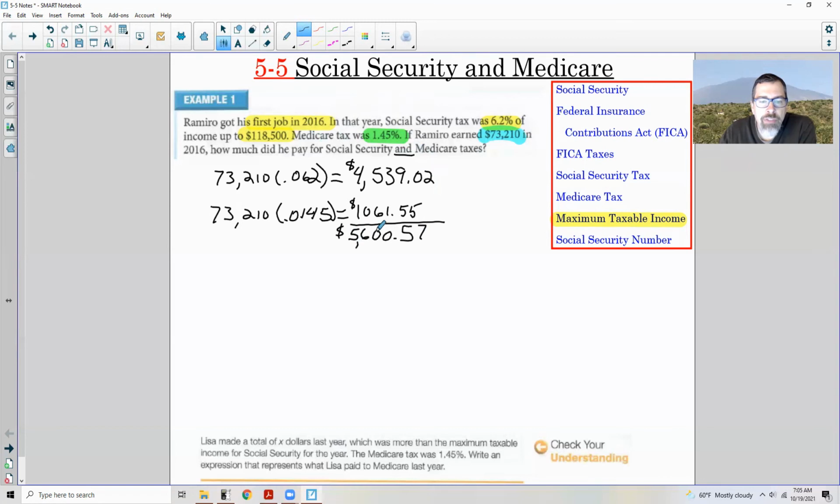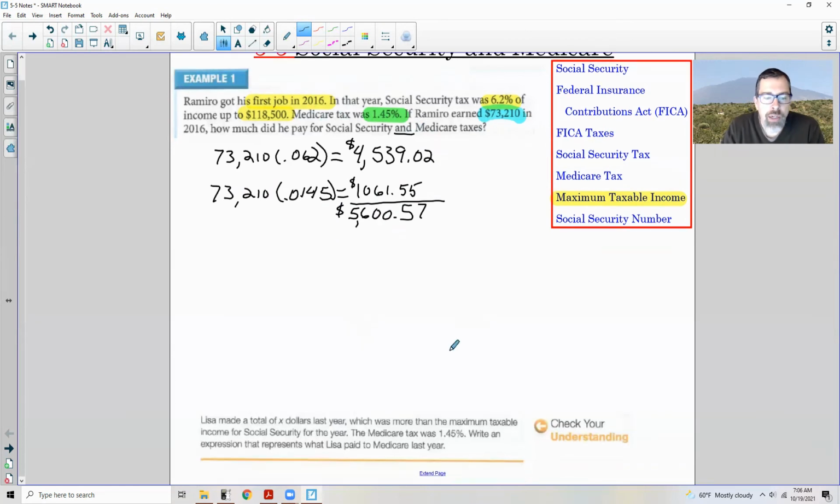So that year, $5,600.57 of the $73,210 went to Medicare and Social Security, dropping his pay down to $68,000. And then there's other taxes, federal tax, state tax, and so on. So that was just his gross. All right, so there's a little taste of Medicare and Social Security.